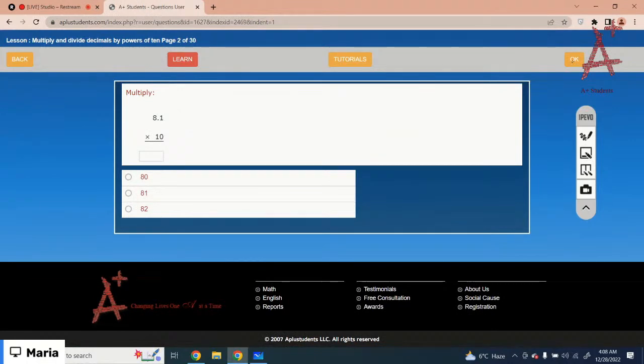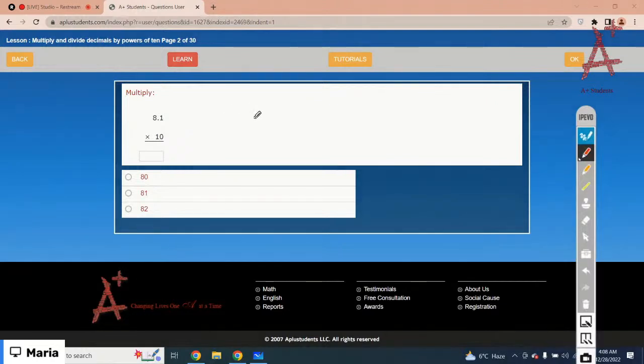Okay, the next one is 8.1 times 10. You are multiplying, so you have to move the decimal point right. 10 has just one zero. Got it? That means you have to move the decimal point one place right. So when you move right, it would be then from here to here. So it would be 81. Got it? So the second option is the correct one. Just select the correct option, then click on the OK button.